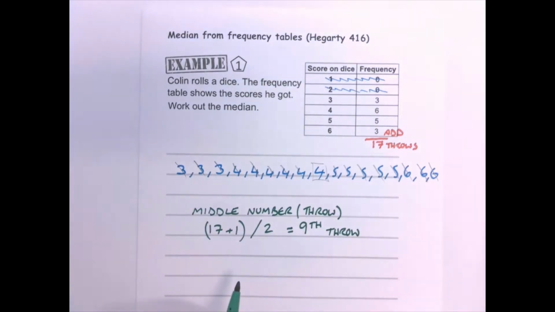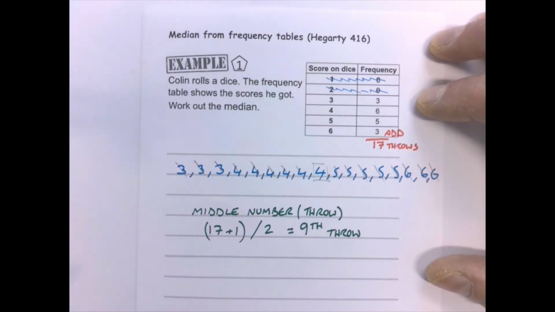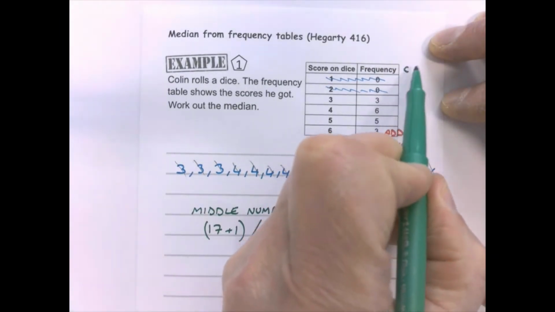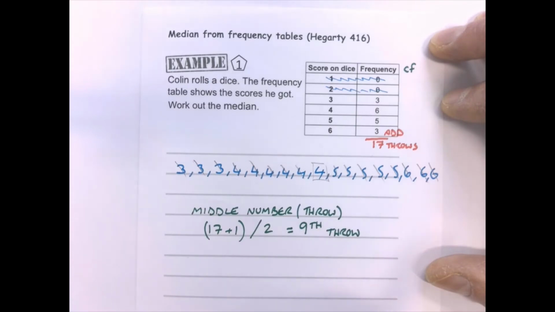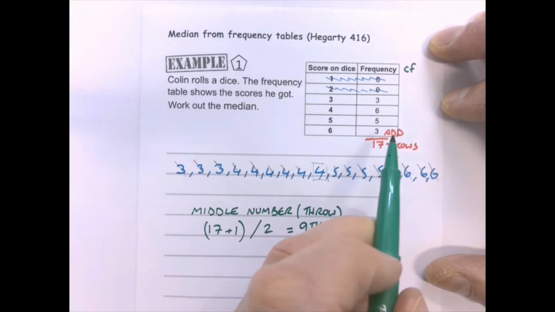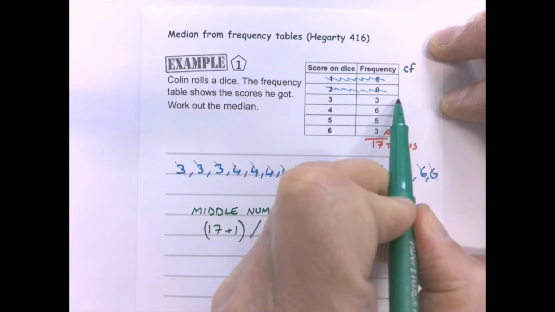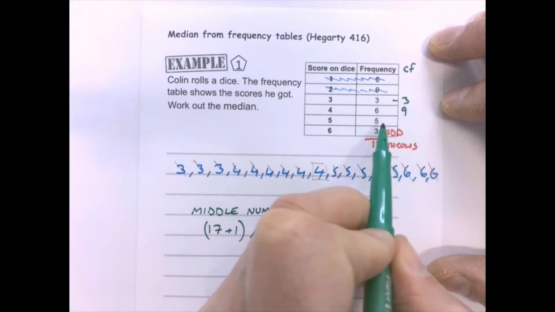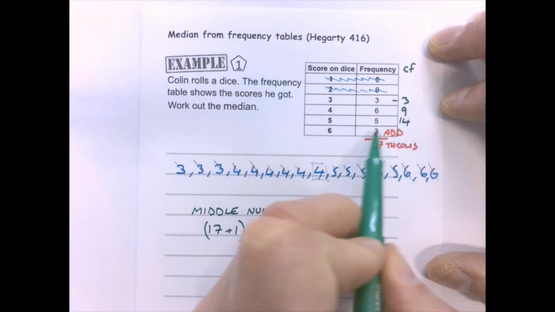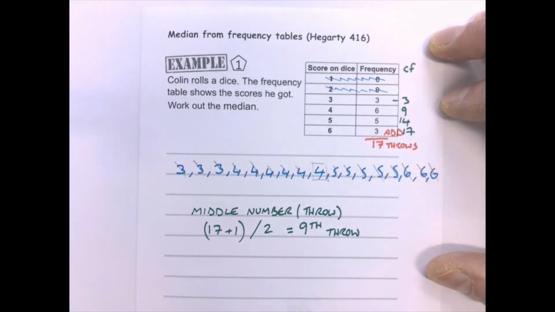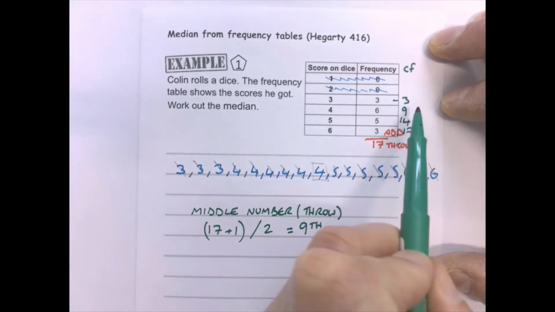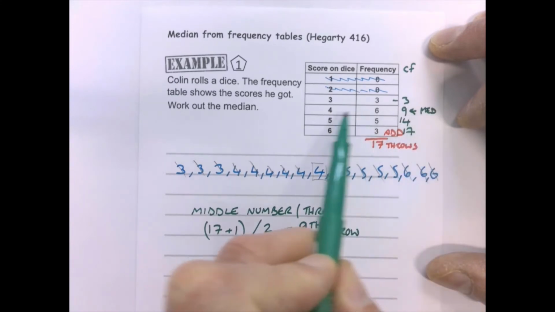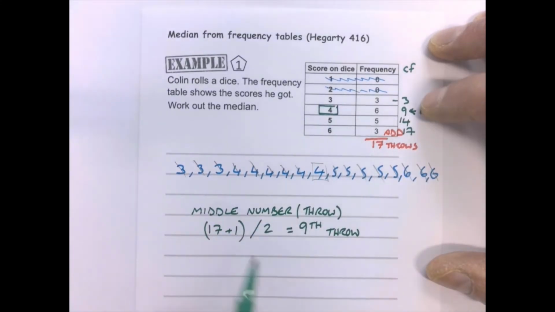Okay, so if we have a look down here then, and we think about a cumulative frequency, right? So if we say CF for cumulative frequency, all that means is the number of times we've thrown the dice, and we're adding them up as we go down the table. So we're going to have 3 there, add your 6, we've got 9, add your 5, we've got 14, add your 3, we've got 17, right? So that's the cumulative frequency. So where's the 9th throw? The median is here, right? So the median is 4.